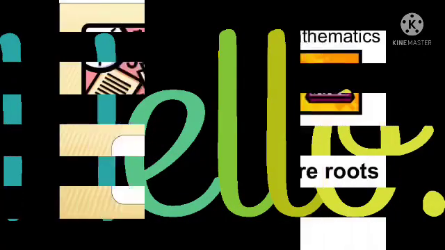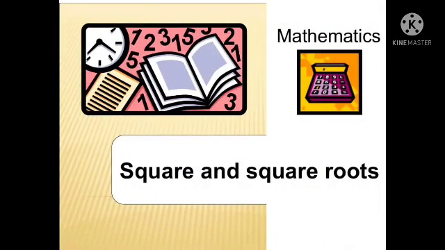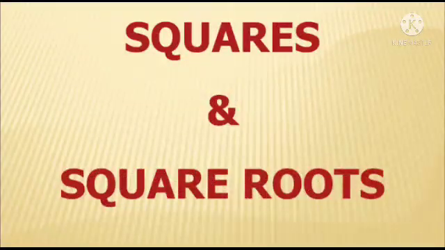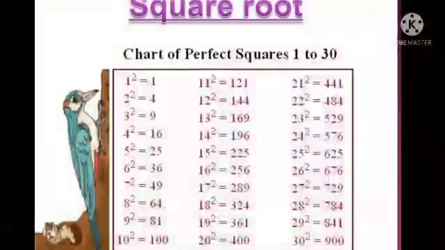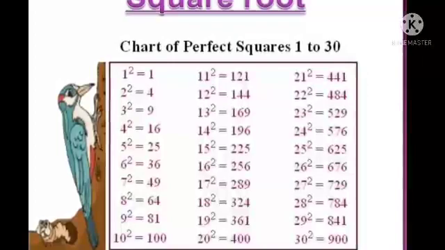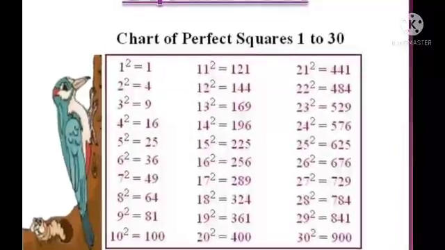Hello everyone. The square root of any number is equal to a number which when multiplied with the same number gives the original number. We get perfect square roots for a perfect square number. So today let us discuss something more related to this in our lesson Square and Square Roots. Here is a chart showing perfect squares from 1 to 30.